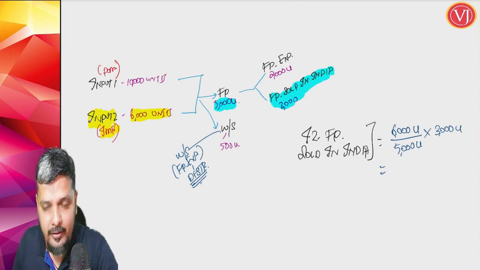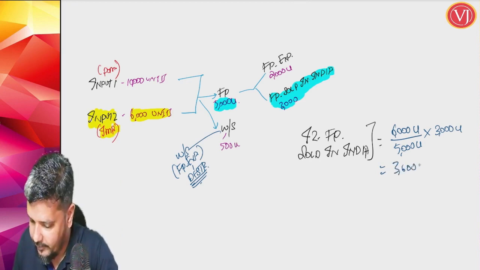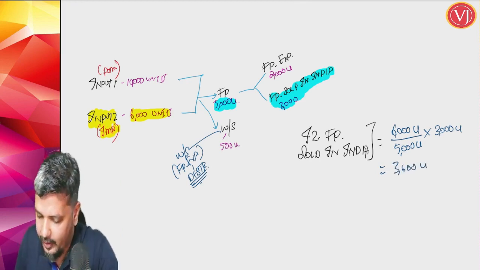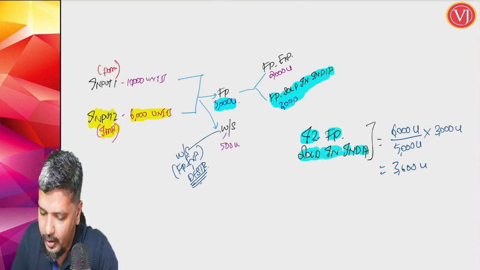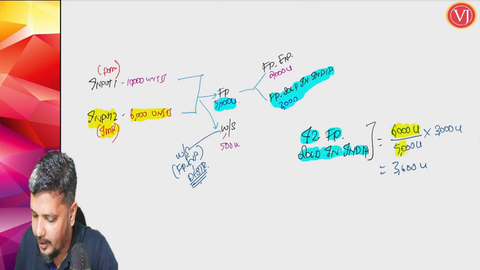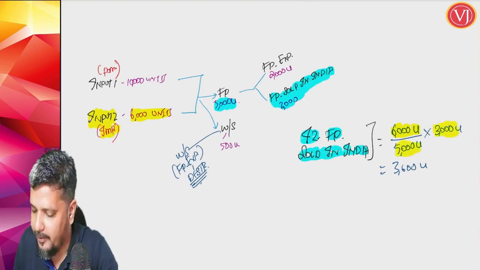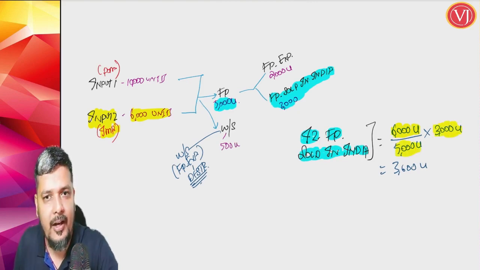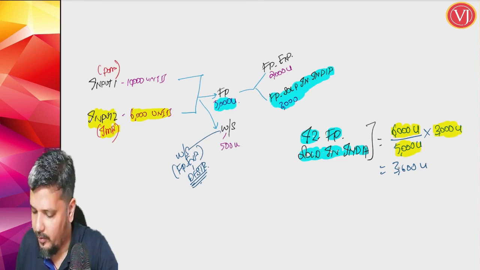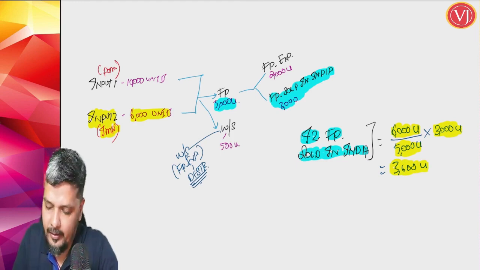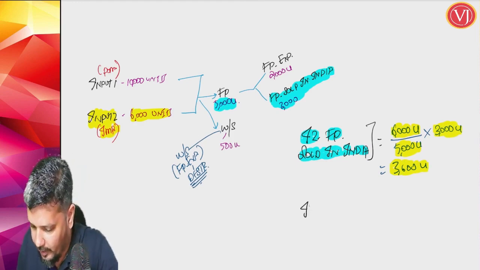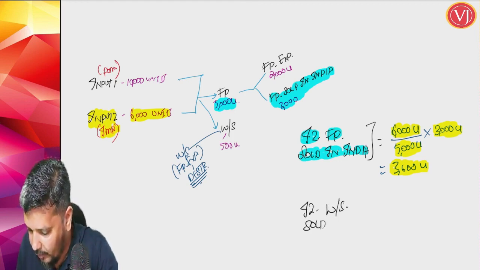Got that? How much is input 2 contained in final product which is sold in India? How to find it? Total quantity of input divided by total quantity of final product multiplied by quantity of final product which is sold in India. So how much is it? Got that?